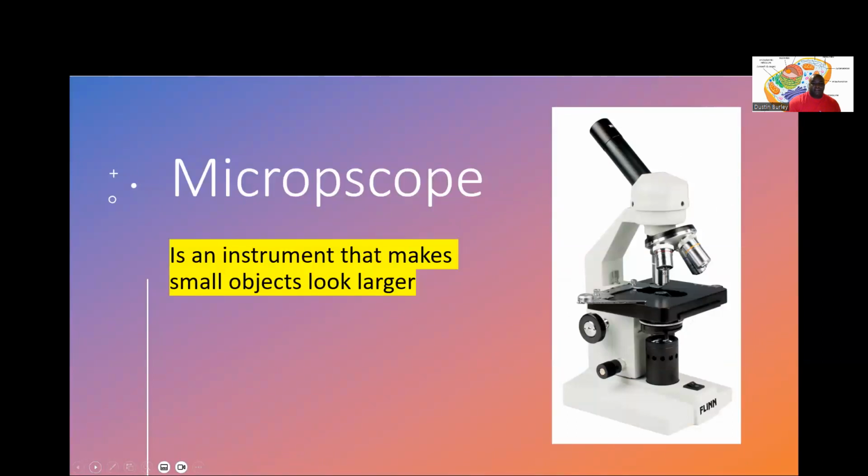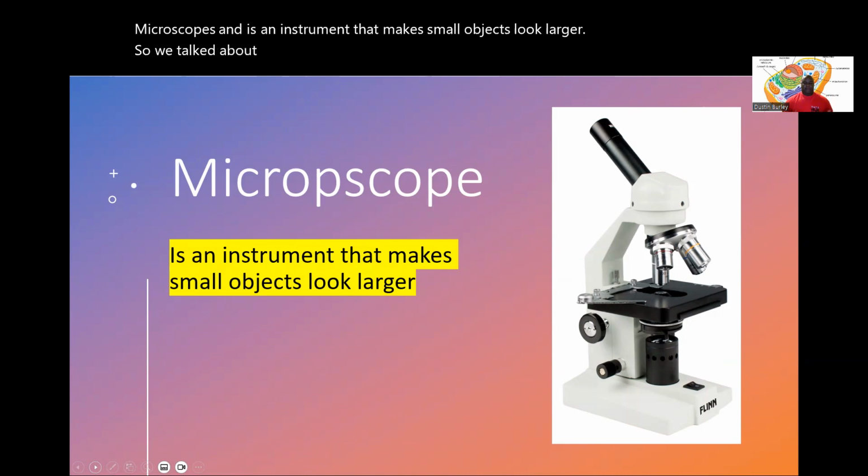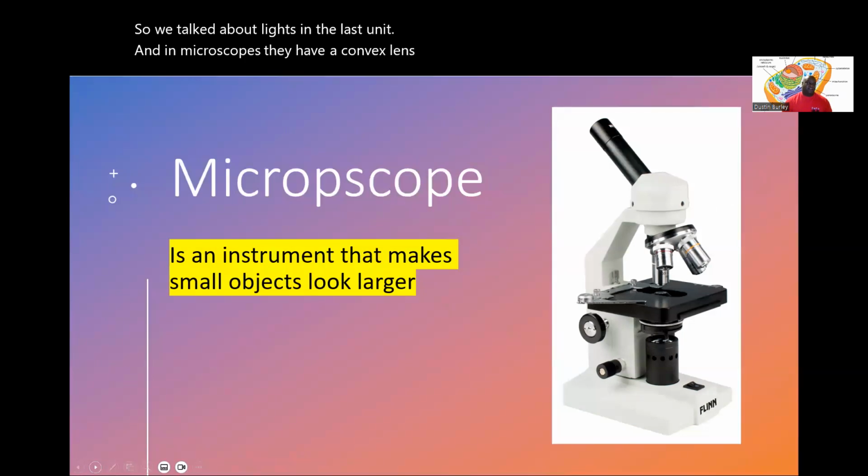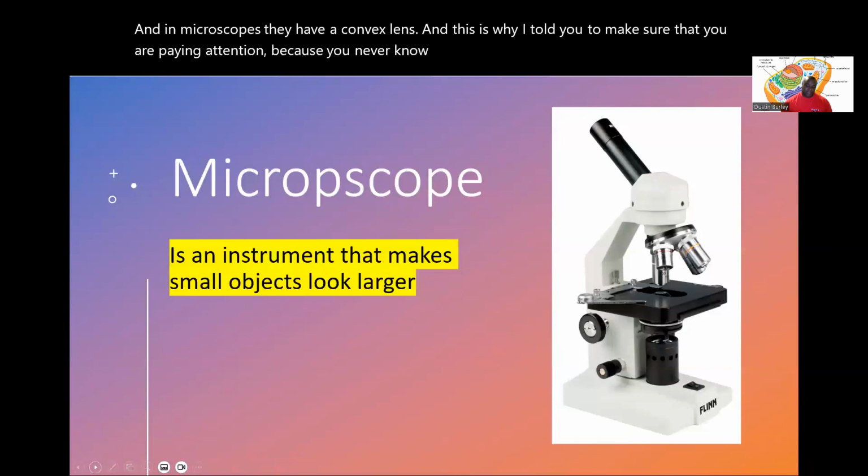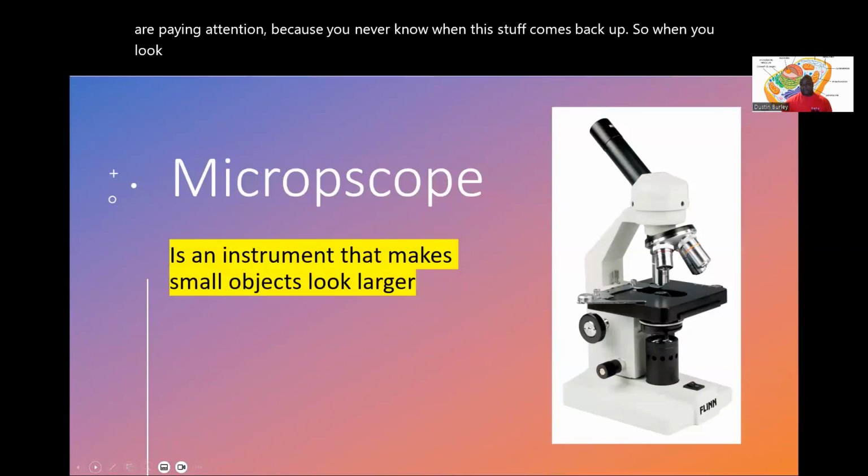Microscopes. It is an instrument that makes small objects look larger. So we talked about lights in the last unit. And in microscopes, they have a convex lens. And this is why I told y'all to make sure you're paying attention because you never know when this stuff comes back up.